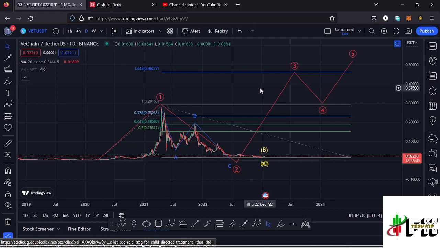And using the trend-based Fibonacci, I have sketched out a minimum target area to the upside in the formation of that wave 3 at the Fib level 1.618, which perfectly lies at around the $0.46277 mark, and that is the minimum that I'm expecting VeChain to do on the short-term and also on the long-term scenarios. And let's be patient and see how that plays out, and I'll keep you updated.